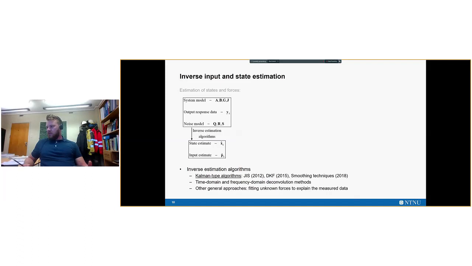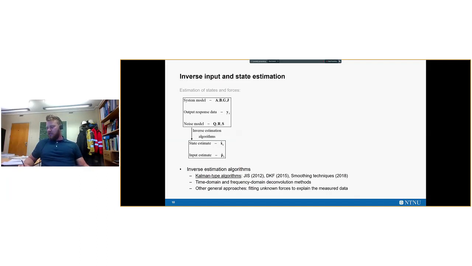I have also given a year of development here on this slide, and as you can see, from a research perspective, many of these algorithms are quite new, developed within the last 5 or 8 years.